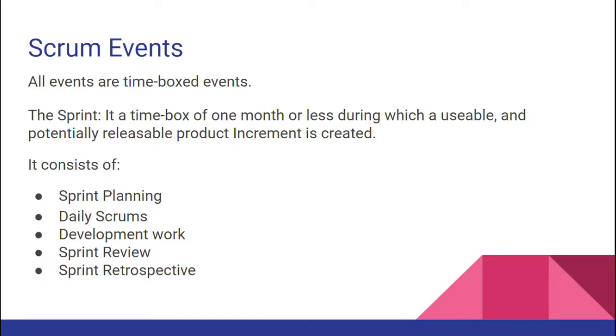Daily scrum. In the daily scrum, the team gathers in one place and discusses impediments and progress in the current sprint. Development work. The work done inside a sprint is called development work. Sprint review. Sprint review is done at the end of the sprint when all the tasks have been done. Sprint retrospective. In the sprint retrospective, the team does the inspection, identifies what they want to improve in the process, what need to be done, what went well, and creates a plan to implement those changes from the next sprint.